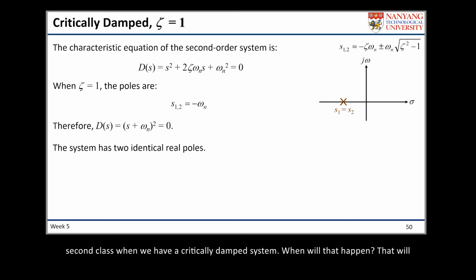Let's take the second class, when we have a critically damped system. That will happen if your zeta is equal to 1. We do the same thing, but in our case here, zeta is equal to 1.